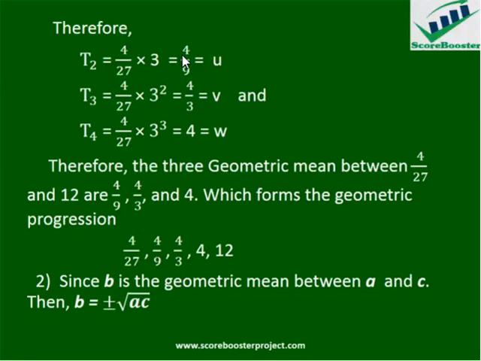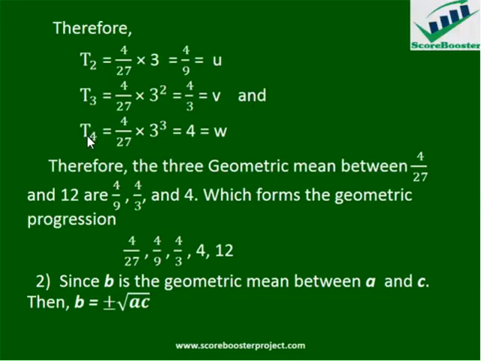4 multiplied by 1 will give 4. 9 multiplied by 1 will give 9, which is the value for u, that is the first geometric mean. T3, the second geometric mean, will be 4/27 multiplied by your common ratio raised to the power of 2. 3 raised to the power 2 is 9. 9 here 1, 9 here 3. So that is why we have 4/3, which is the second geometric mean.